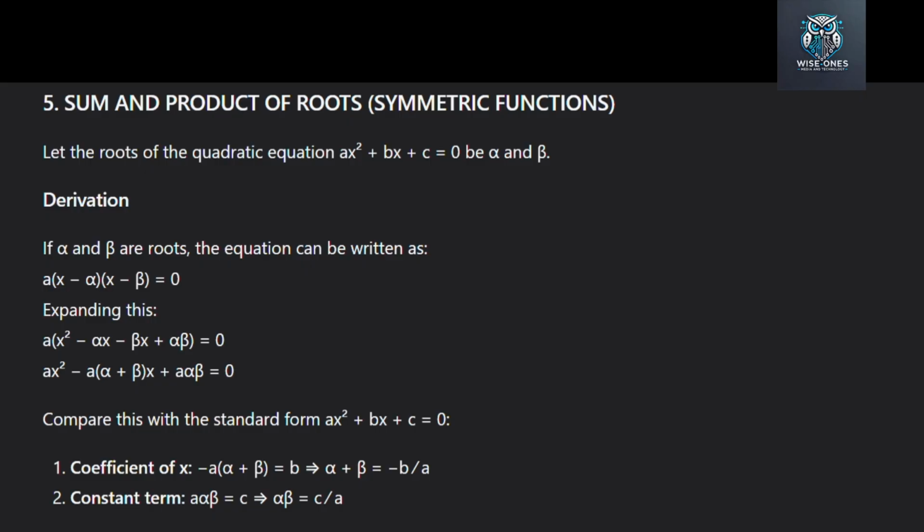Look at the coefficient of x. In the expanded form, it is negative a times open bracket alpha plus beta close bracket. In the standard form, it is b. So negative a times open bracket alpha plus beta close bracket equals b. Divide by negative a. Alpha plus beta equals negative b divided by a. This is the sum of roots.